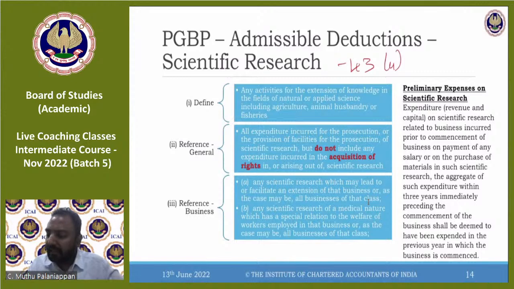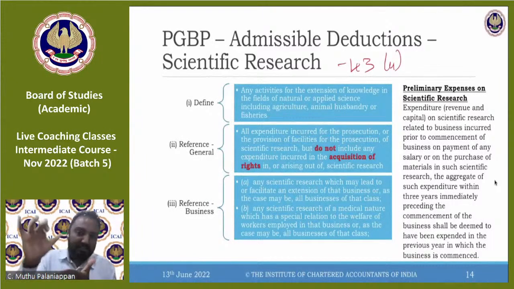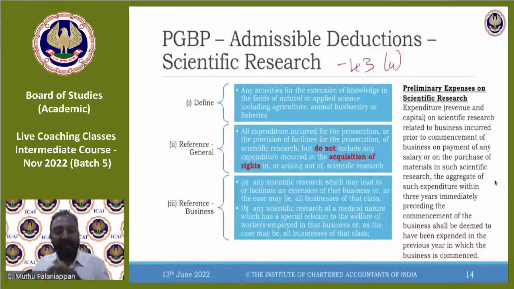So any activities for the extension of knowledge in the field of natural or applied science, including agriculture, animal husbandry, or fisheries. All these activities which I have referred to here are related to science, related to application of science, natural or applied science. So it includes agriculture, animal husbandry and fisheries. If you are involved in any activities whereby you are extending the knowledge in these fields, that is called scientific research. So typically, how do you remember? Anything related to research on scientific matters is scientific research.